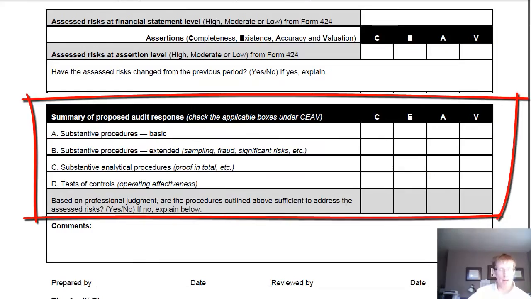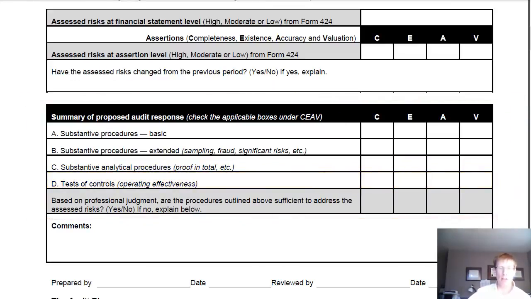At the bottom of the page, we have a table that summarizes our proposed audit approach. And so we have our basic substantive procedures. Then we'd have extended substantive procedures if necessary, if we have a lot of high-risk assessments for our various assertions. Our substantive analytical procedures that we plan, if any, and as well as our test of controls. And so this just summarizes our audit approach to this particular area.